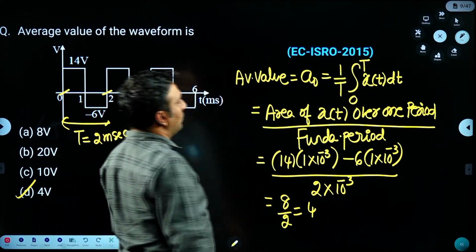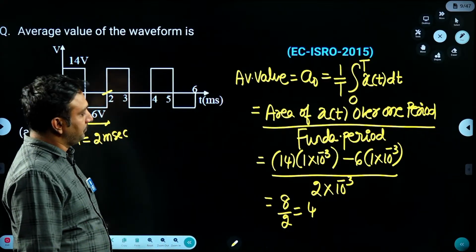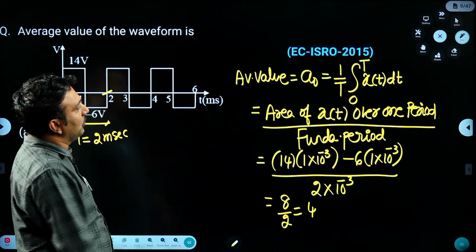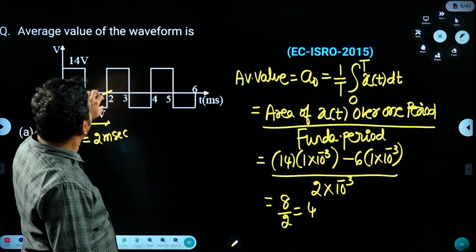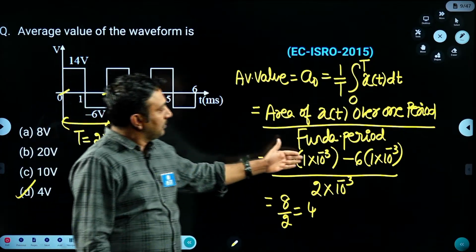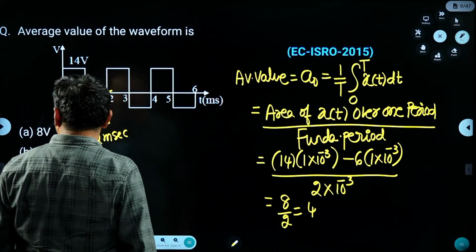Area of the signal over one period by fundamental period, standard relation. Calculate this rectangular part area divided by the fundamental period. Answer is 4.